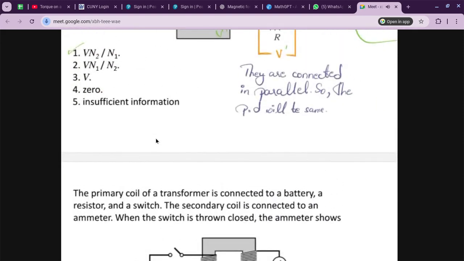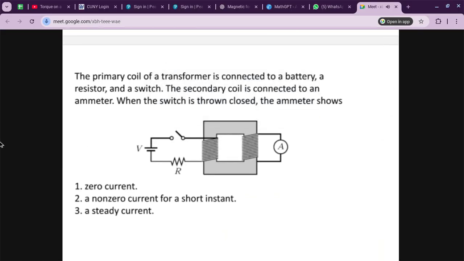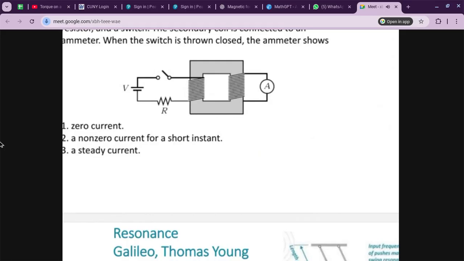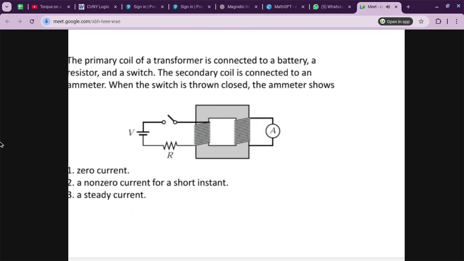Now tell me about this one, Beta. The primary coil of a transformer is connected to a battery, a resistor, and a switch. The secondary coil is connected to an ammeter. When the switch is closed, the ammeter shows zero current, a non-zero current for a short instant, or a steady current. Tell me now. Look at the diagram very carefully, because the answer lies in the diagram.